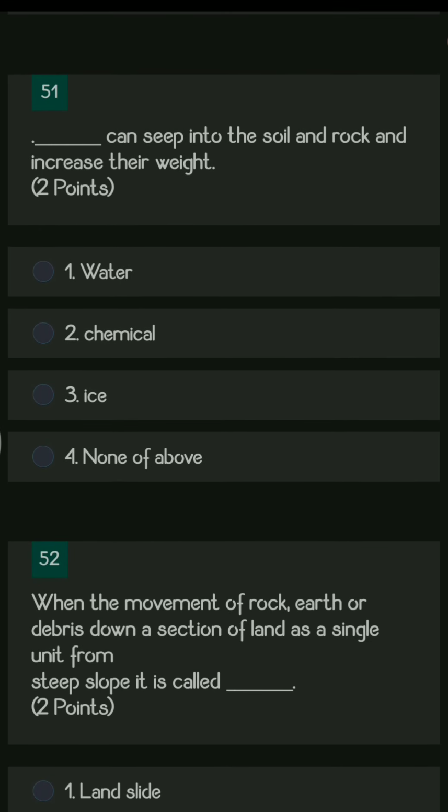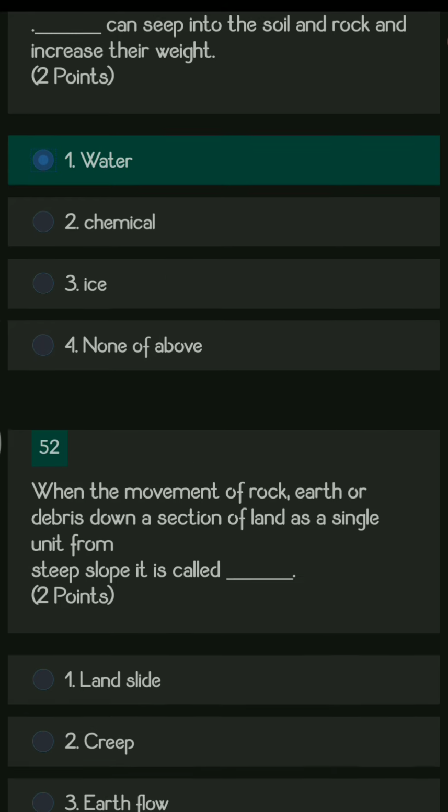Next question, dash seeps into the soil and rock and increases their weight. So options are water, chemical, ice, and none of the above. So the right answer here is water. Water is the thing which seeps into the soil and rock, and it increases the weight of that material because of porosity and permeability.